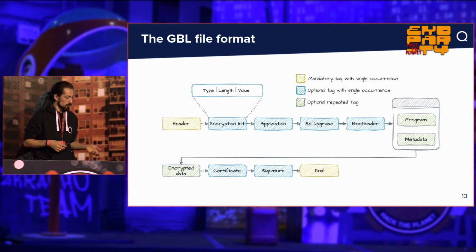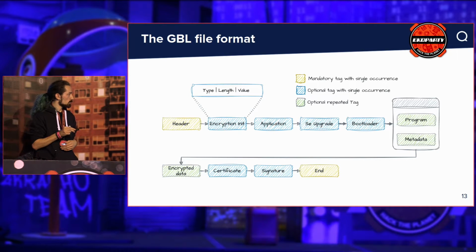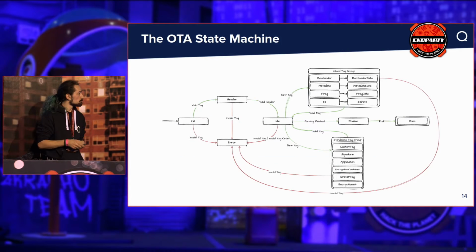So this is the ARM instruction that will run. If you set the encryption, you must use the encrypted data tag instead of the program one. Then you can also add, for example, a certificate, signatures, and you must end your file with the end tag. So that's about it for the file format itself. Now let's see how the chip will parse it.